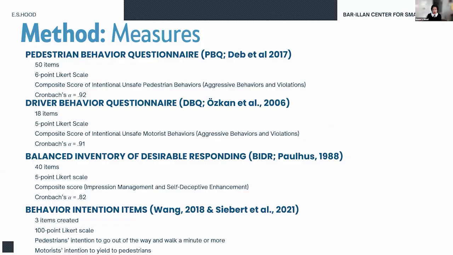Because it's so new, I decided to do a self-report survey, and we used the pedestrian behavioral questionnaire, the driver behavioral questionnaire, and the balanced inventory of desirable responding. And then we had 3 behavioral items that I created. These were based on a 100-point Likert scale, where pedestrians and motorists would be shown a picture of the 3 crosswalks that we were interested in.